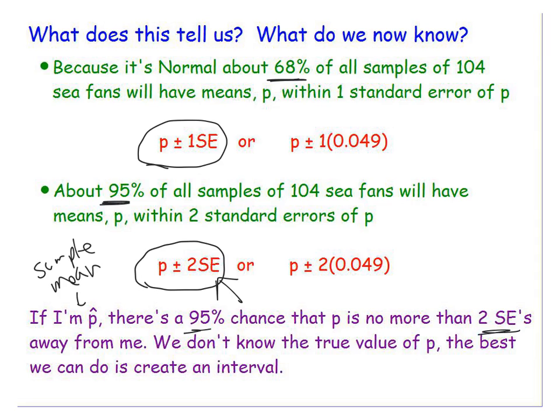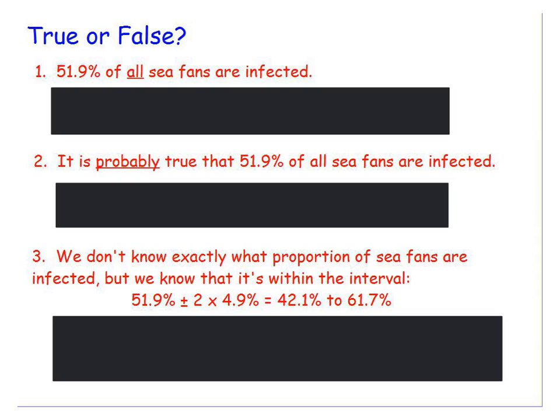So we will never know the true value of P. That's what comes with confidence intervals. We're never going to know the true P value for the whole population because it's impossible to sample and to study the whole population. The best we can do is create what's called an interval. So, I have some true or false questions. So first true or false question.